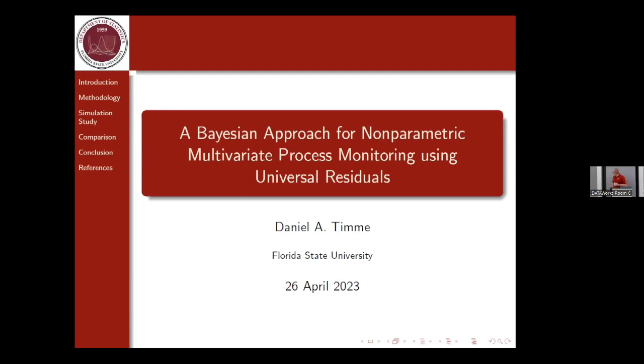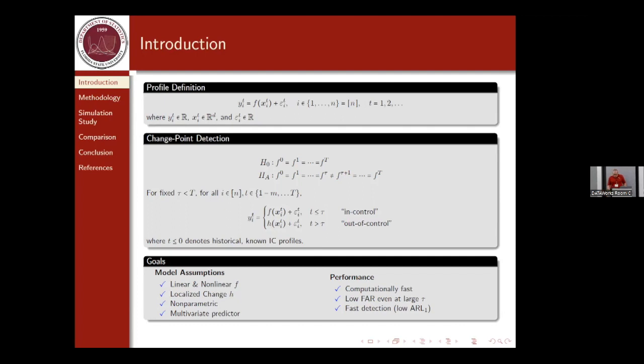Okay, well, good afternoon. My name is Daniel Timme. I'm talking about a Bayesian approach we came up with for non-parametric multivariate process monitoring. We use universal residuals. So a profile is a noise-induced functional relationship where Y is a vector of responses, X is a d-dimensional matrix of predictors, and epsilon is a noise vector.